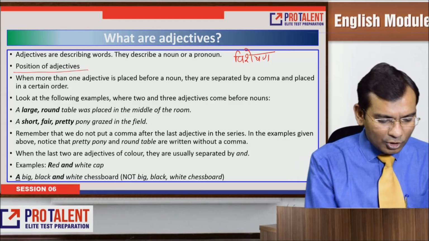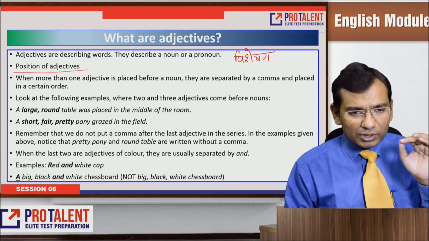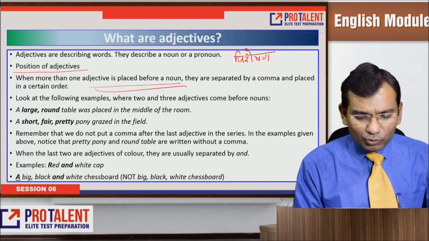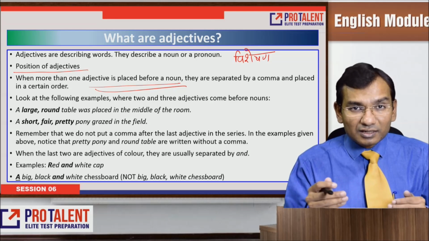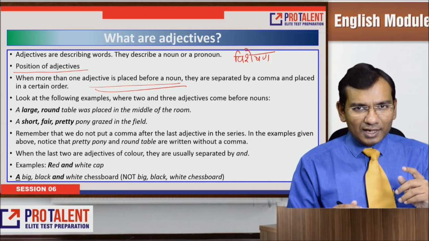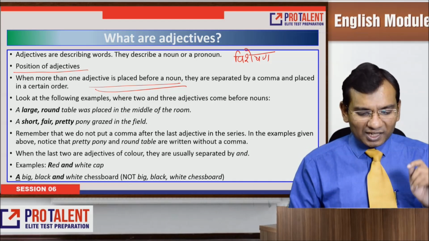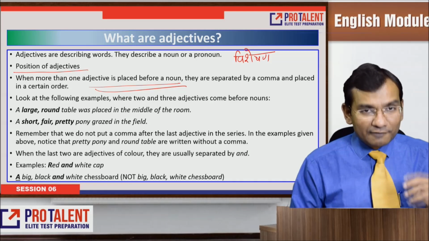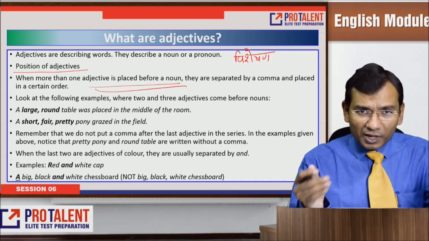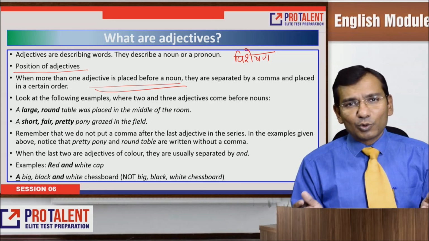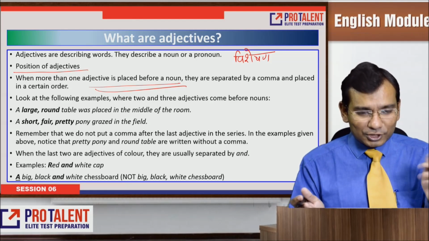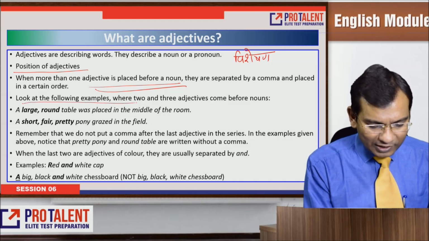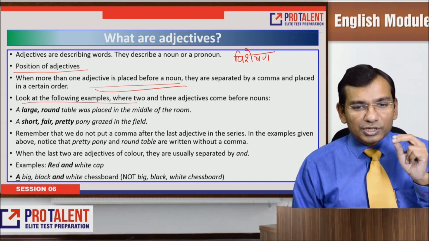Now what is the position of this particular adjective? When more than one adjective is placed before a noun, they are separated by comma and placed in a certain order. ध्यान रखिएगा, ये ऑर्डर आज मैं आपको बताने वाला हूं कि exactly क्या है. When you have more adjectives, इसी के ऊपर एग्जाम में क्वेश्चन आते हैं. When you are in a problem, what you should do, you should know the rules. That's very important.